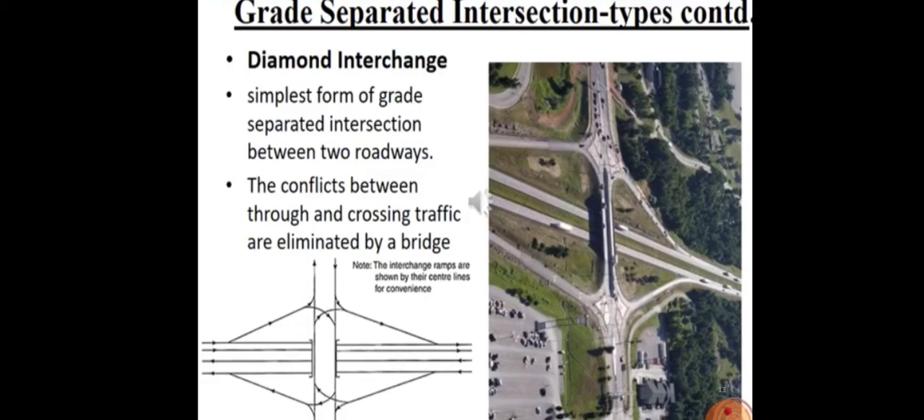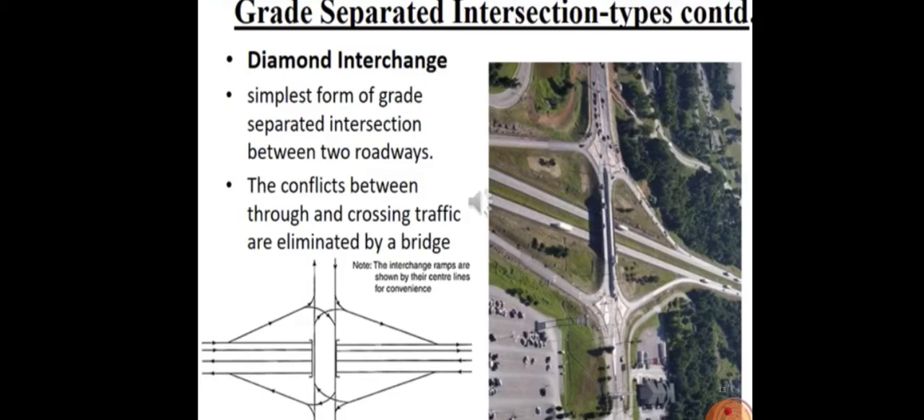In this case, like you see here in the figure on the right side, the diamond interchange is actually a common type of road junction that is used where a freeway will cross a minor road. So whenever a freeway or a road crosses a minor road, this type of road junction is formed, which we call a diamond interchange.